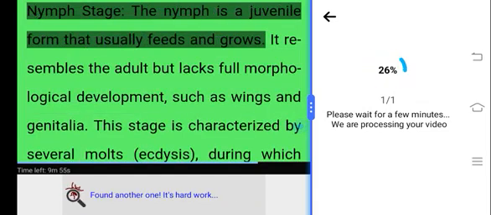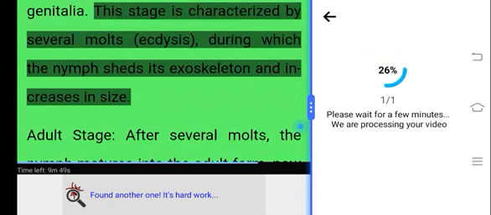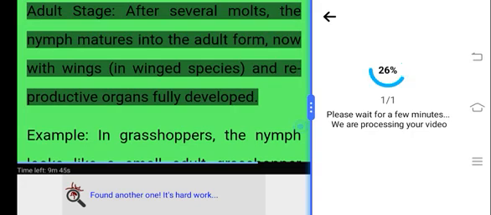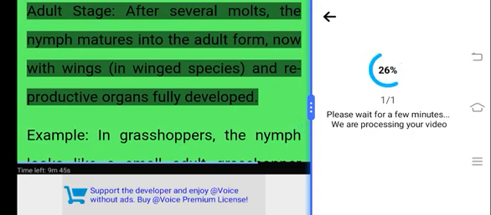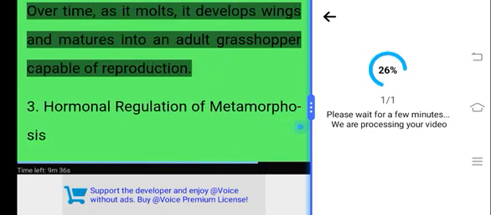Nymph stage. The nymph is a juvenile form that usually feeds and grows. It resembles the adult but lacks full morphological development, such as wings and genitalia. This stage is characterized by several molts (ecdysis), during which the nymph sheds its exoskeleton and increases in size. Adult stage. After several molts, the nymph matures into the adult form, now with wings in winged species and reproductive organs fully developed. Example: in grasshoppers, the nymph looks like a small adult grasshopper without wings and reproductive organs. Over time, as it molts, it develops wings and matures into an adult grasshopper capable of reproduction.